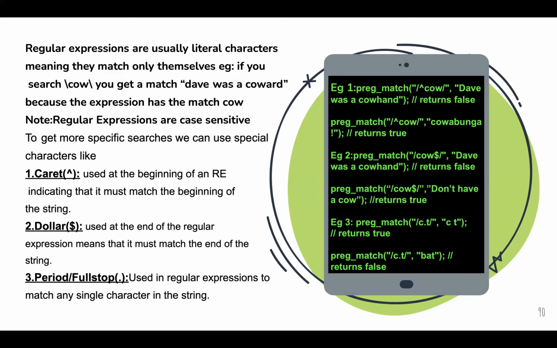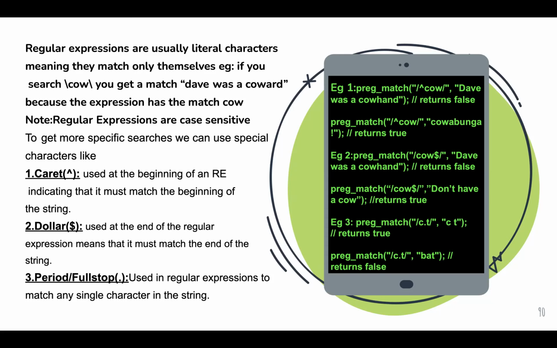So if you want a more specific search, we can use special characters like the caret symbol, which is used at the beginning of an expression, indicating that it must match the beginning of the string. Suppose we take the same example of cow, and you put a caret symbol in front of C. Then if you give an input of Dave was a coward, it returns false because we specified that we want cow to be at the beginning of the input. Whereas if we take the example of cowabunga, it will return true because cow is the initial part of the string.